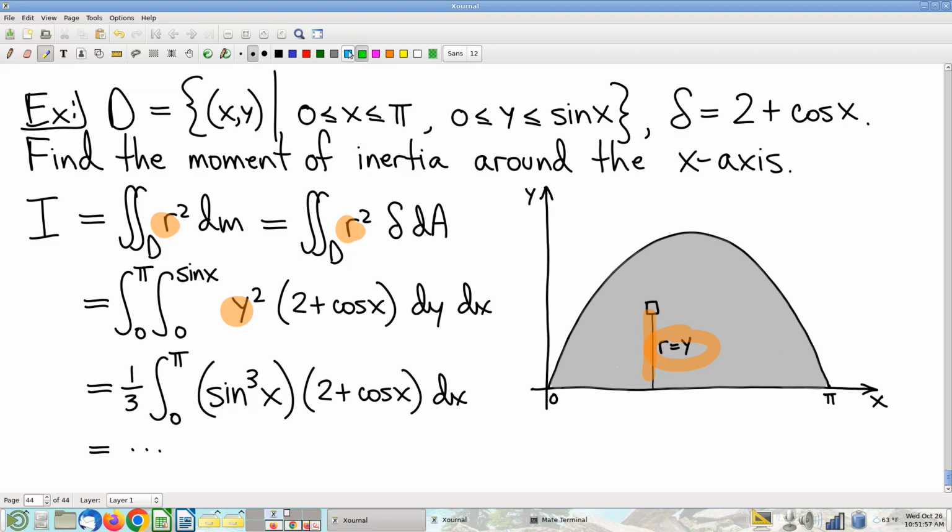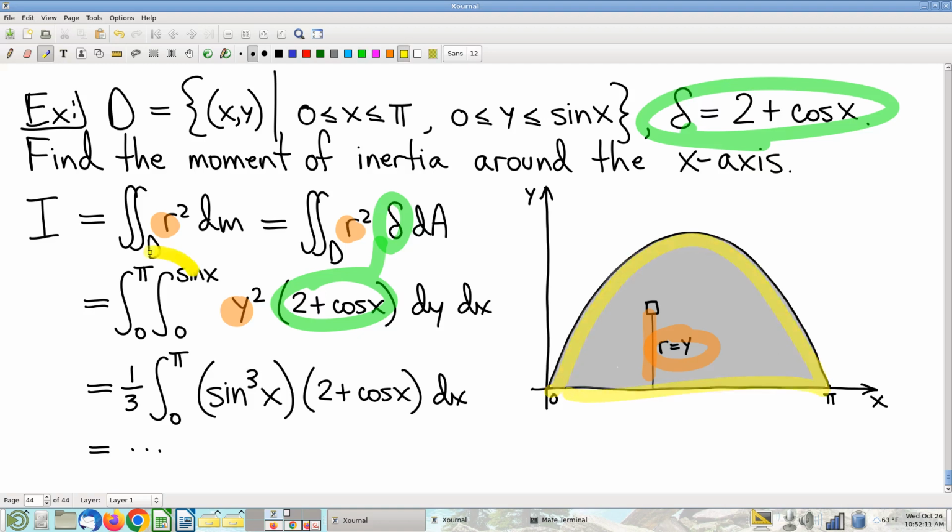The density was given: 2 plus cosine x. And then the region, we do have to slice and dice, and you have to think about which way you want to slice it. Again, I have a strong preference for slicing in this order because it's much more natural to think of y as a function of x than to think of x as a function of y. You'd be looking at arc sines, and nobody wants to do that. Okay, and then compute. What do you think? Everybody okay?